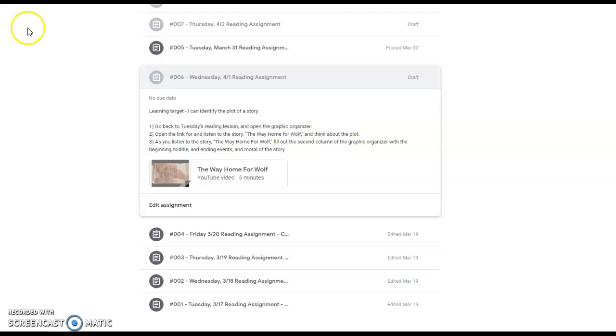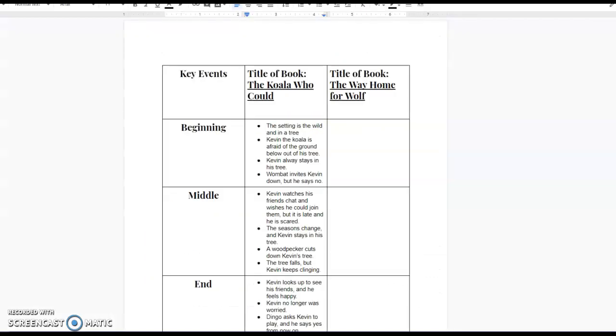Okay, today I'm going to just review what the plot is of the story. I'm going to go over my graphic organizer from yesterday, and then you will be able to identify the plot of a new story by the same author. So I'm opening my document from yesterday. I have that open here.